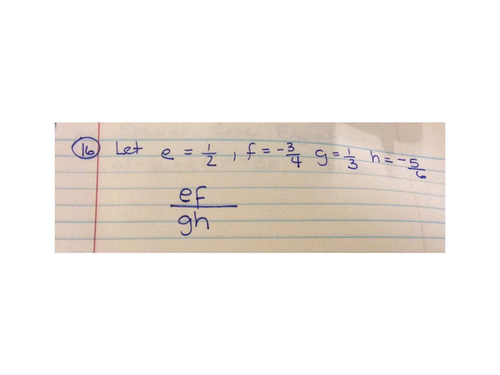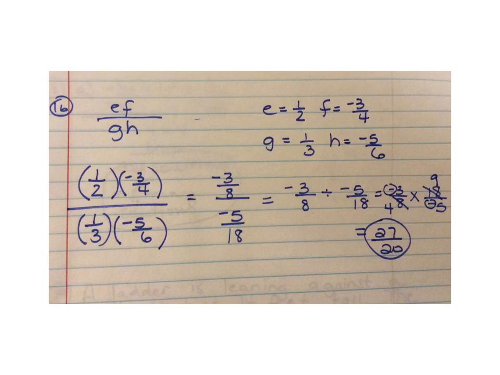Okay, here's problem number 16. Evaluate this expression. When E is 1/2, F is negative 3/4, G is 1/3, and H is negative 5/6. Alright, so what I did was I plugged in E is 1/2 times F is negative 3/4. On the bottom, G is 1/3 times negative 5/6, which is H. So on the top, when I take 1/2 times negative 3/4, nothing reduces. So 1 times negative 3 is negative 3. 2 times 4 is 8. So negative 3/8. Bottom, nothing reduces. So I get negative 5/18.